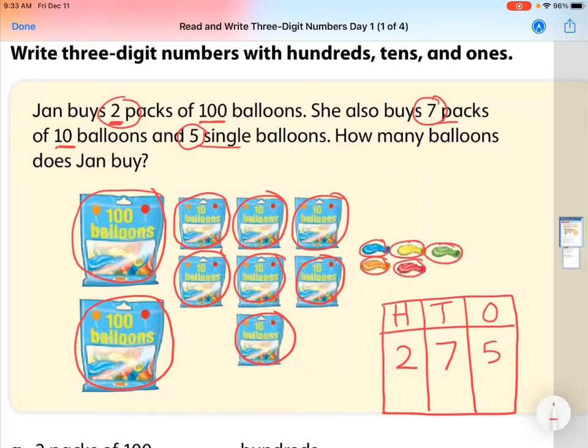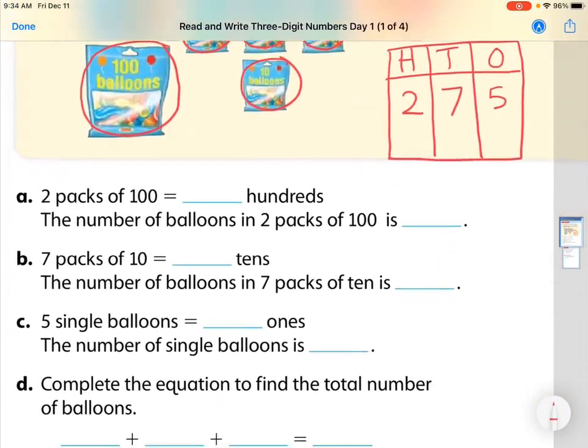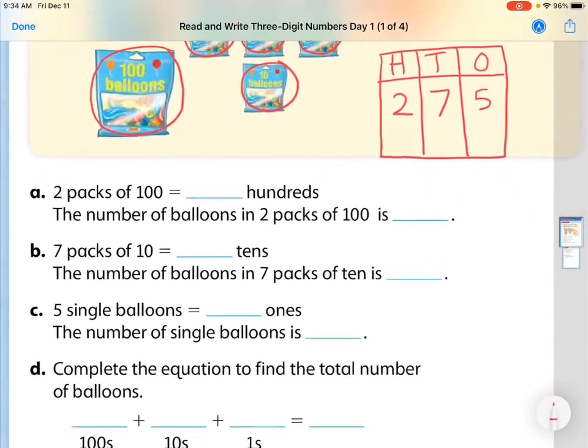And there we have taken what our story has given us. We looked at the pictures and we determined that they're really giving us the numbers for a place value chart and telling us what the values are and how many we have. So let's go ahead and look at our questions now.